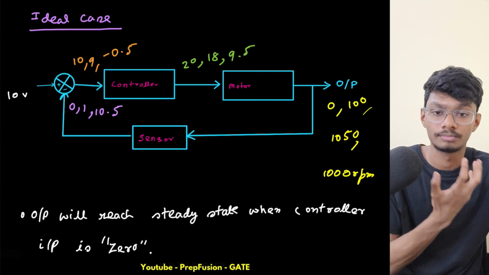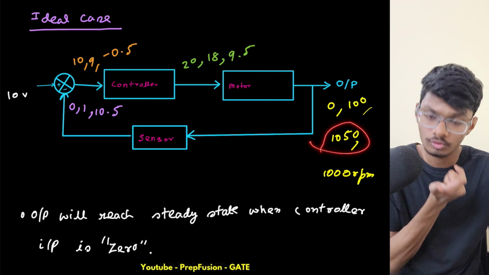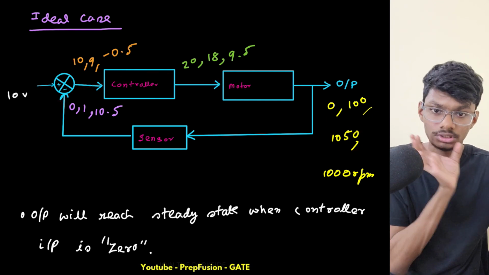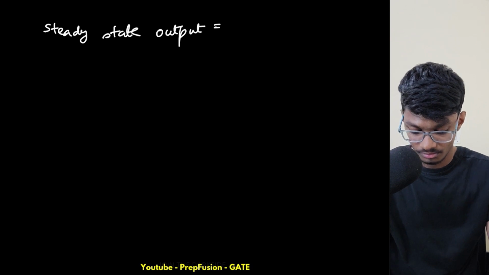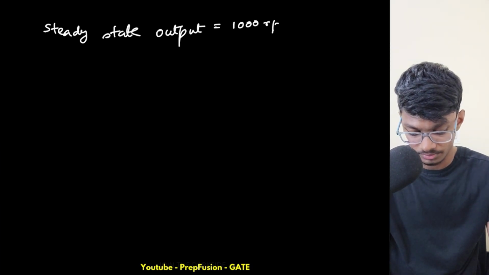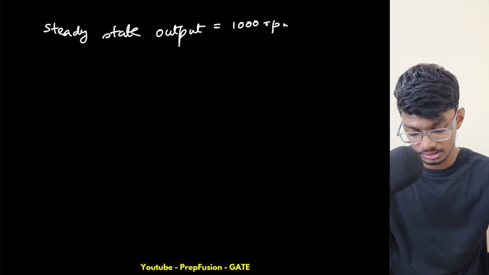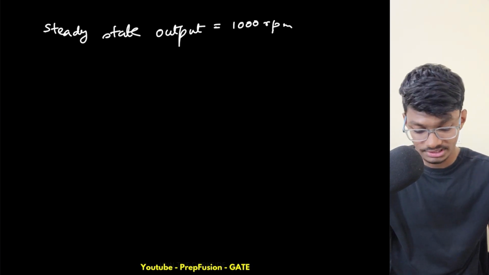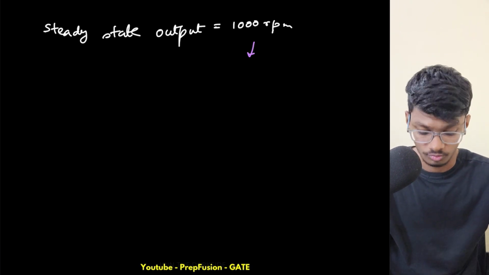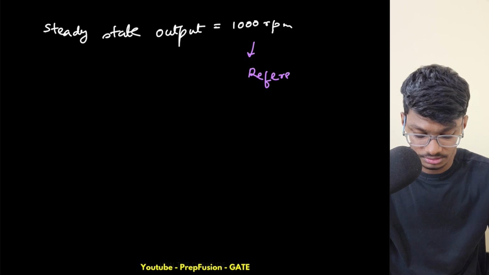And let's say if my system was critically damped, what would happen? Obviously it will never go to 1050. It will directly go to 1000 rpm and then stop. It will not show this type of response. So what is my steady state output? Steady state output equals 1000 rpm in ideal case. And this is known as my reference output.